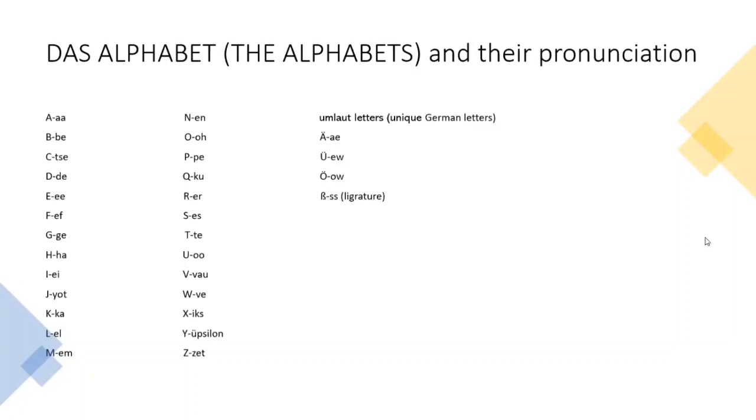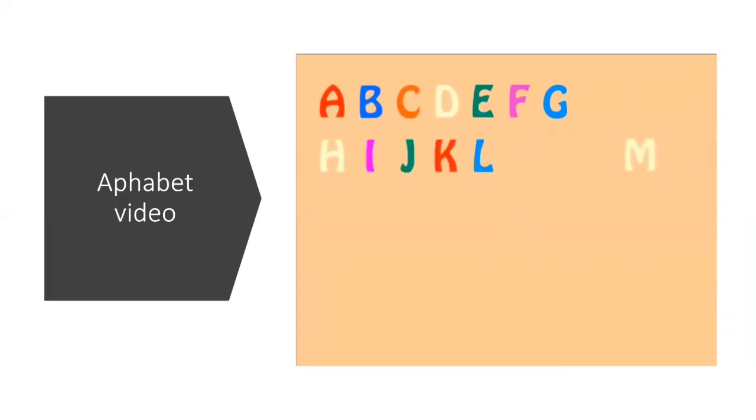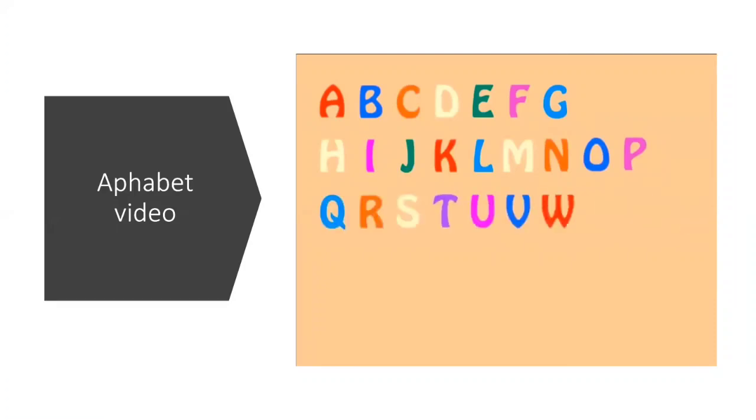For your better understanding, we'll also see a video on alphabets of German. So let's go. A, B, C, D, E, F, G, H, I, J, K, L, M, N, O, P, Q, R, S, T, U, V, W, X, Y, Z.